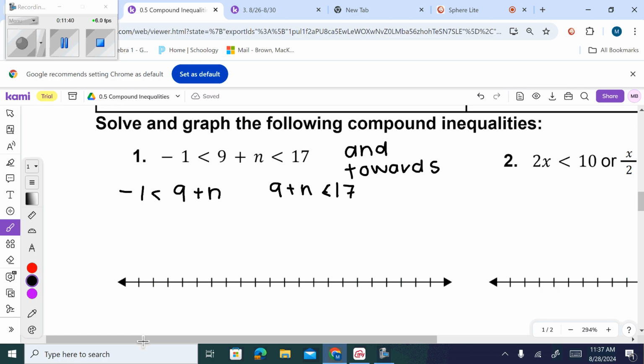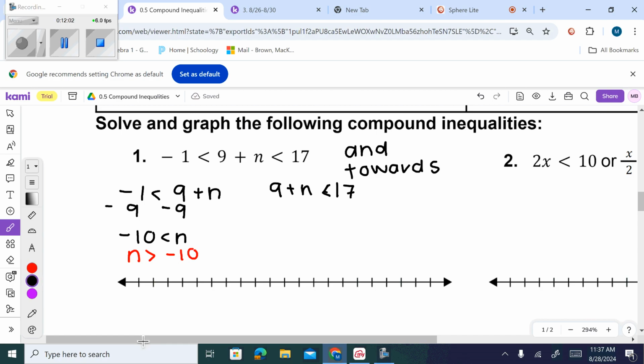Okay, how do you move that 9? Good, go with negative 1 minus 9. Negative 1 minus 9. Negative 10 is less than n. Do I want to do anything with that right there? Flip it. Flip your whole thing, good.